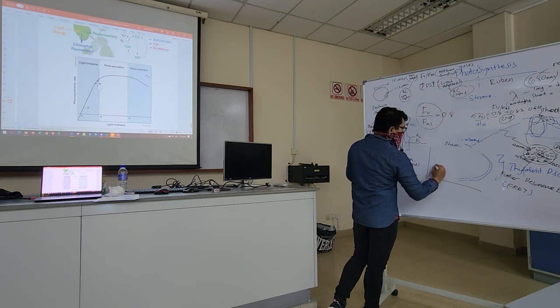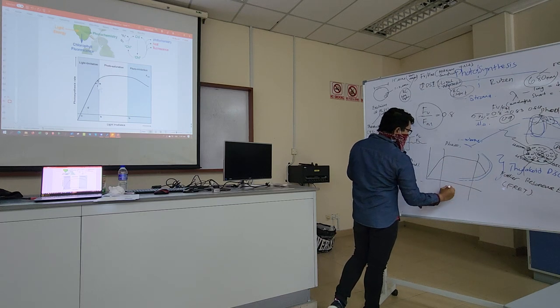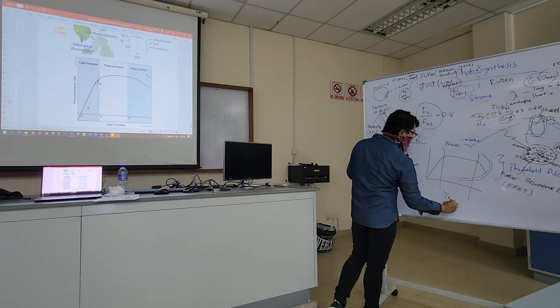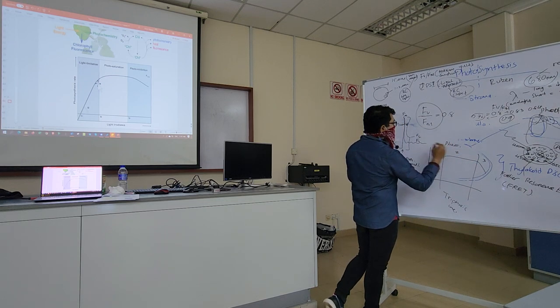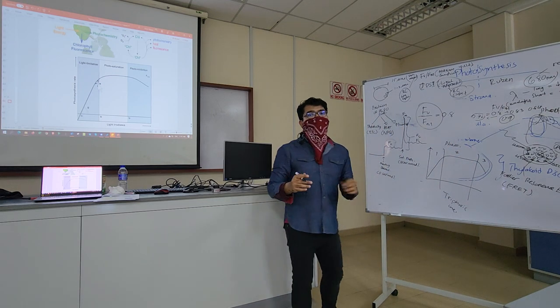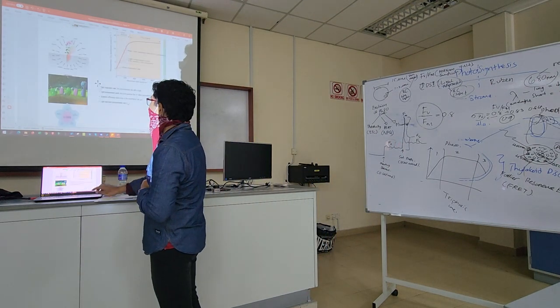When the curve is something like that, we call it a triphasic curve: phase 1, phase 2, phase 3. There are many kinds of curves in nature. This is one of them that you're going to get with light intensity.